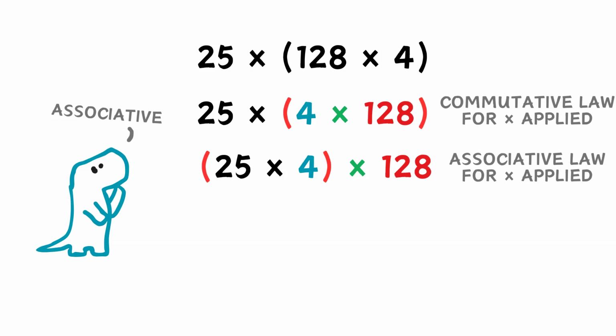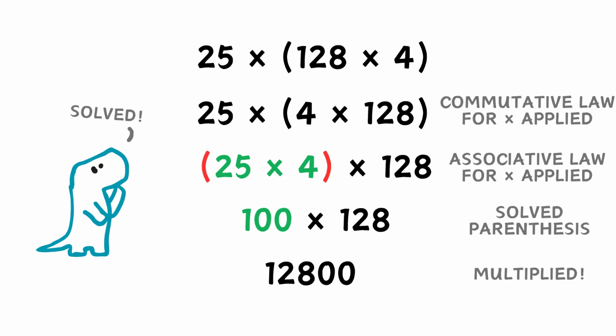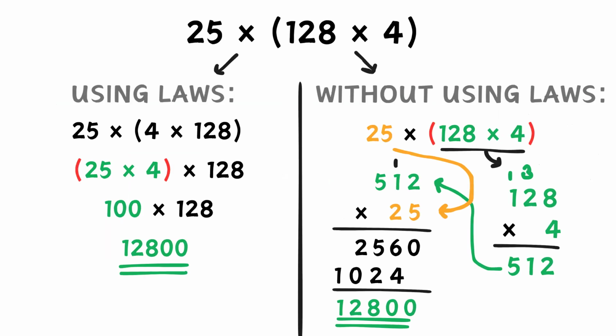And this is great. What is 25 times 4? It's 100. And 100 times 128 should be pretty straightforward. Just put 2 zeros at the end and we get 12,800. Awesome work. See how much work we saved because we knew our math laws? Let's try one last example.